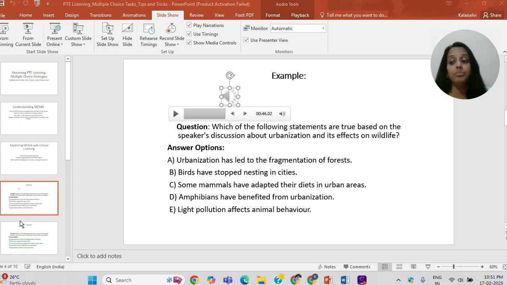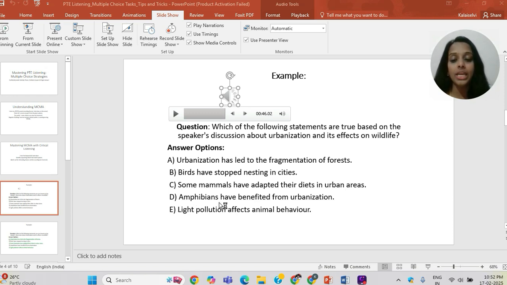When we take option A, this one says that forests are fragmented, right? So this option is correct because the speaker explicitly mentioned that the forests are fragmented. And when it comes to option B, birds have stopped nesting in cities. This is incorrect because birds are actually adapting to urban areas by nesting on skyscrapers. And option C, some mammals have adapted their diets in urban areas. This is the right option since the speaker states that some mammals are altering their diets to survive.